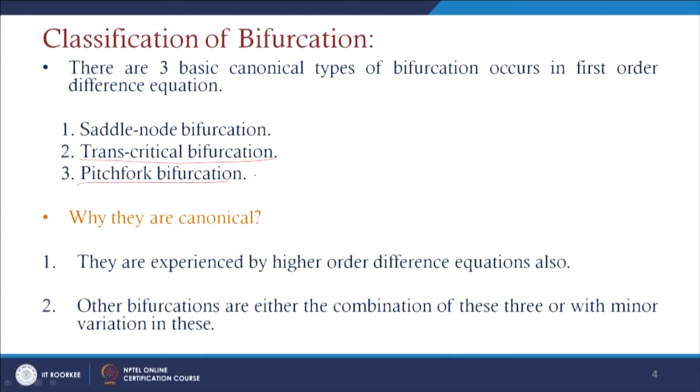Other bifurcations, if we consider them, are slight modifications or, at best, a combination of these 3 bifurcations. So, the classical bifurcations that we see in nature are basically classified into 3 types, but all other bifurcations are derived by combining these 3 bifurcations in different forms.